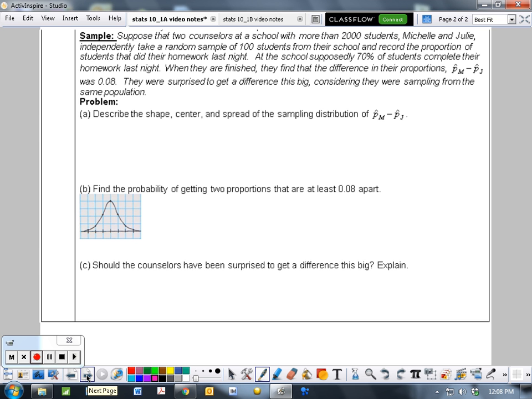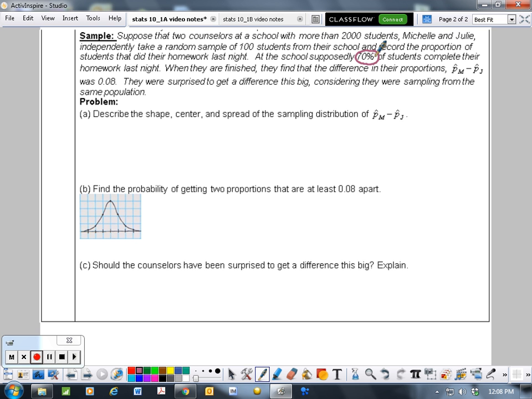So, sample problem. Suppose that two counselors at a school, which has more than 2,000 students, named Michelle and Julie, independently take a random sample of 100 students from their school and record the proportion of students that did their homework last night. At the school, supposedly 70% of the students completed their homework last night. When they are finished, they find the difference in their proportions was 0.08.